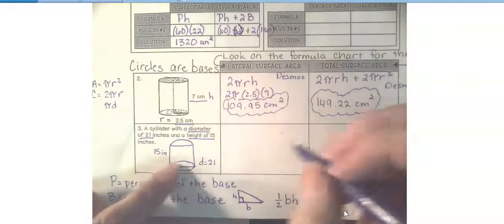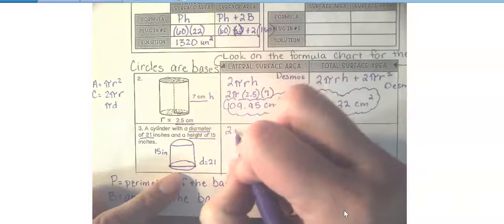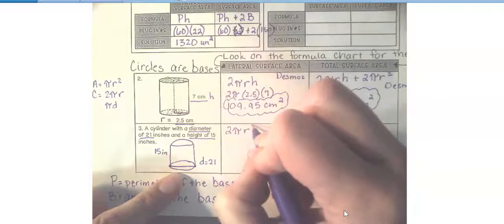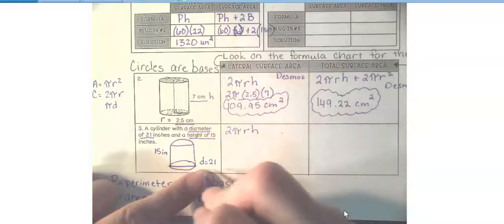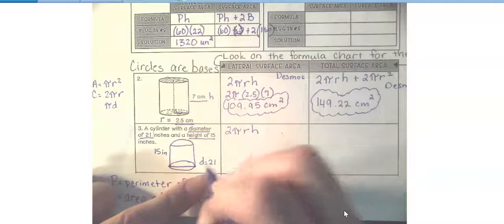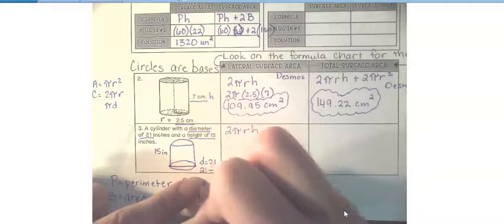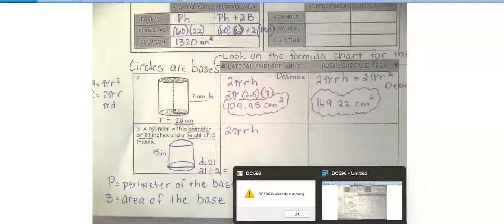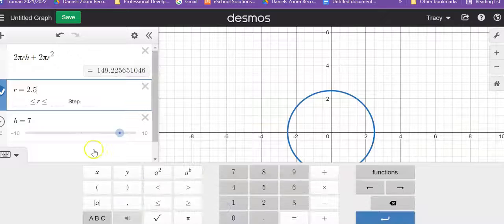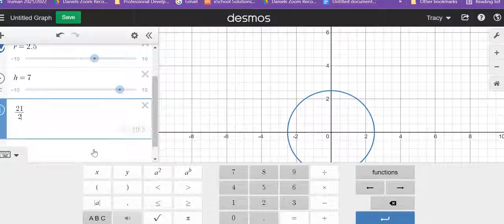Okay, and so now we're going to put our formula for lateral surface area. This is it right here: 2 pi r h. We're multiplying those together. The only problem is I don't know what my radius is because I only know the diameter. So if I want radius, it's diameter divided by 2. If you can't do that in your head, that's fine. Open up a little window and do 21 divided by 2. Okay, so that means my radius is 10.5.